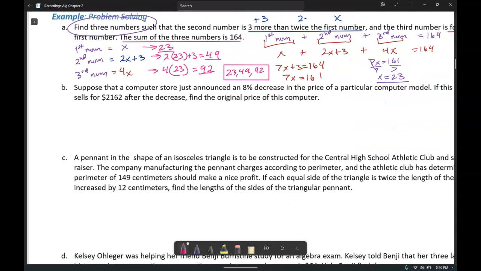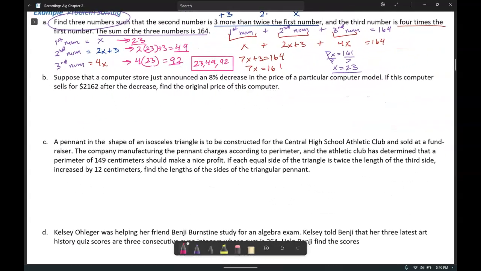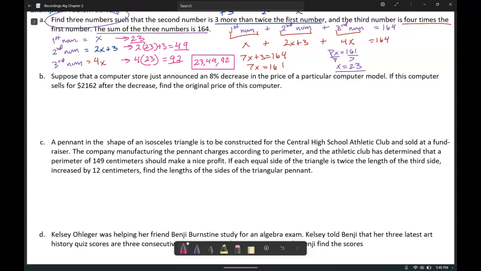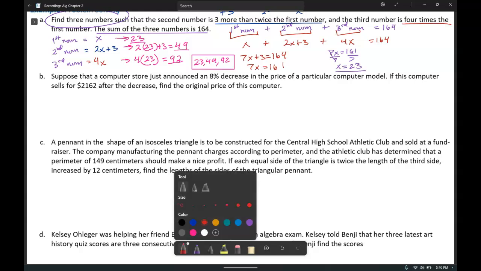Let's go ahead and follow the same process again. Suppose that a computer store just announced an 8% decrease in the price of a particular computer model. If this computer sells for $2,162 after the decrease, we want to find the original price. So let's think in broad terms what it is we're modeling.